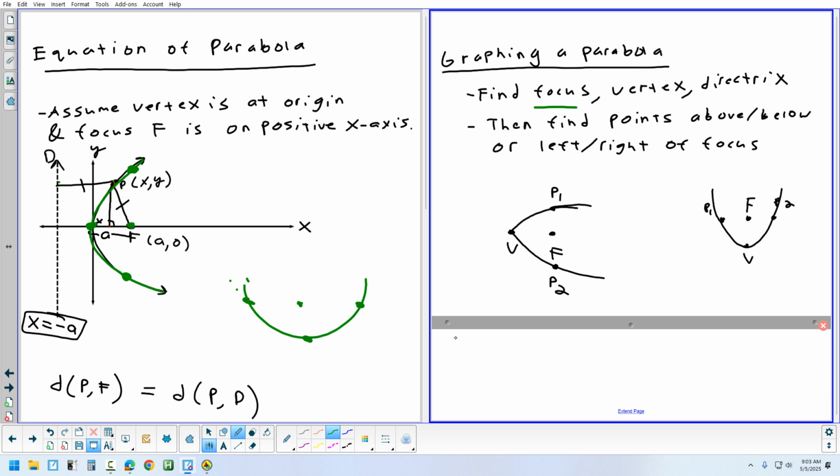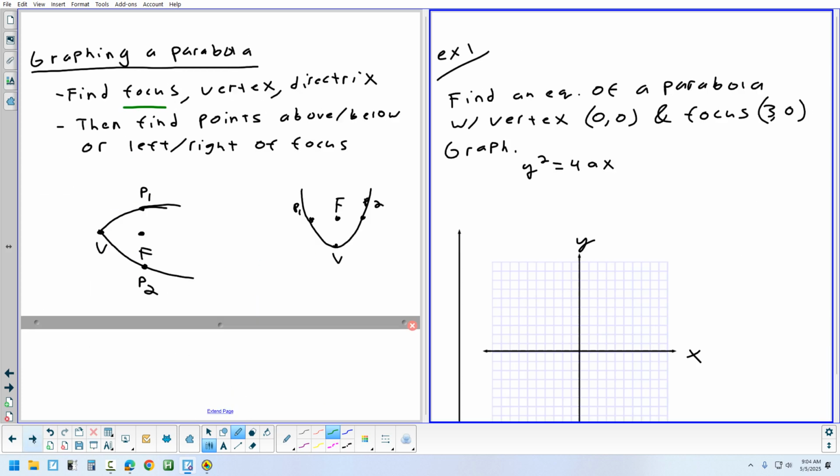Okay, so for now, all the ones we're going to do are going to open to the right. I'll let you know when we do something that's different and opening to the left. So this one says to find an equation of a parabola that has its vertex at the origin. All of them are going to have the vertex at the origin for now. Later today we will be doing them shifted up, down, left, or right. So this has the vertex at the origin and a focus at 3, 0.